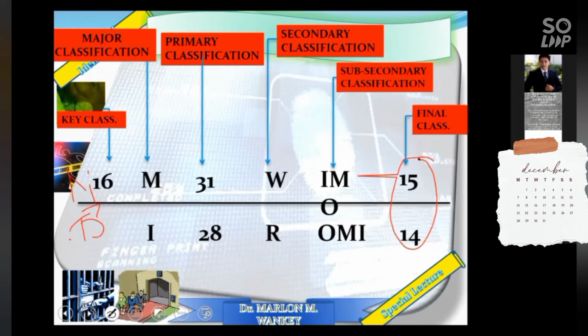You will notice that when reading, you start from the key classification. However, the classification that must be resolved first is the primary classification. So the question is sometimes constructed this way: what classification is first seen in the classification formula? The answer is the key classification. But the classification to be resolved first is the primary classification.